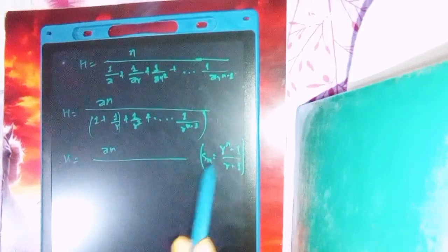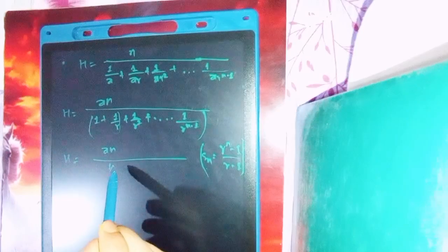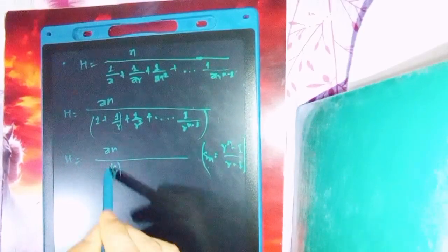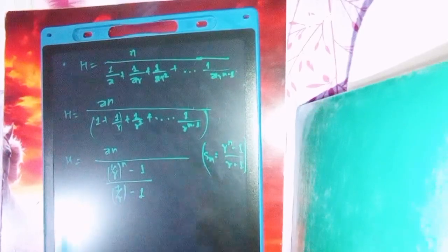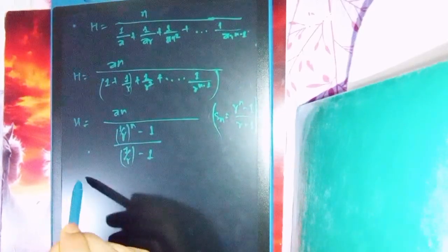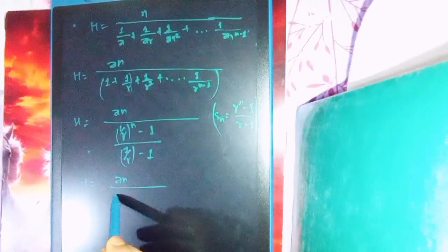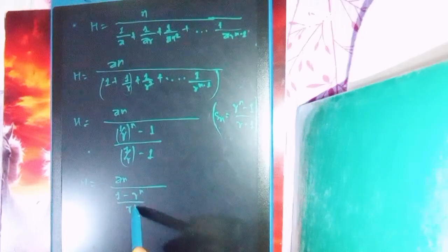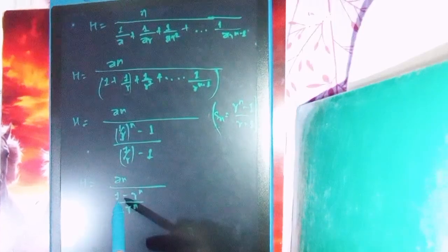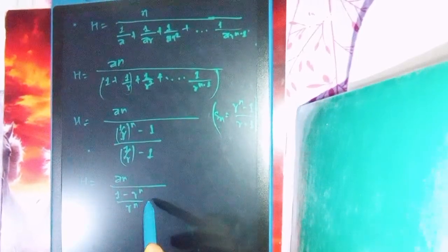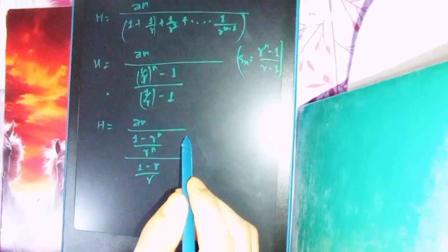So now our r is 1 by r, and applying this formula we get 1 by r power n minus 1 by 1 by r minus 1. Just remember r is 1 by r and apply the formula. H is equal to a n by, and taking LCM, 1 power n is 1 minus r power n by r power n, and we divide by 1 minus r by r. I hope you are understanding it.